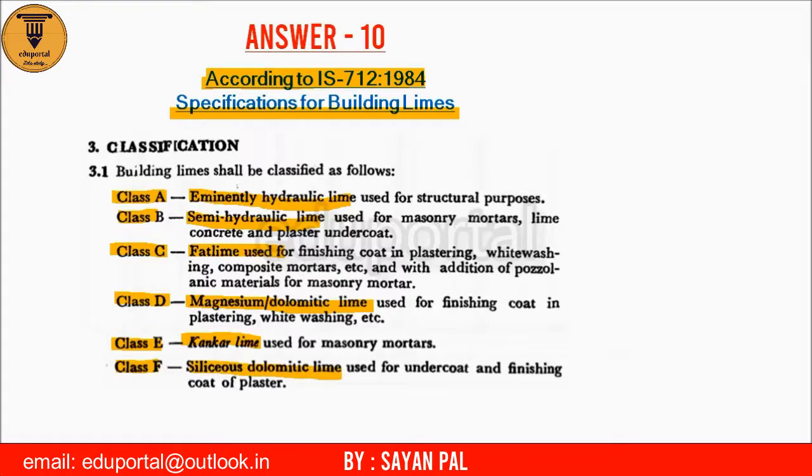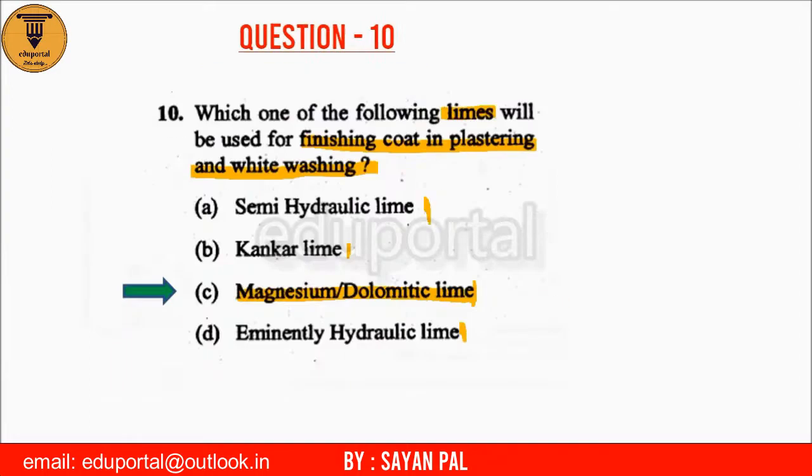So here we can see that the magnesium or dolomite lime is used for finishing coat in plastering or whitewashing, etc. Okay, so it is clearly mentioned in IS 712. Now we will check the question again, and the question says which one of the following limes will be used for finishing coat in plastering and whitewashing. So from IS 712 we can say that it will be magnesium or dolomite lime. Okay, so the answer will be option number C.